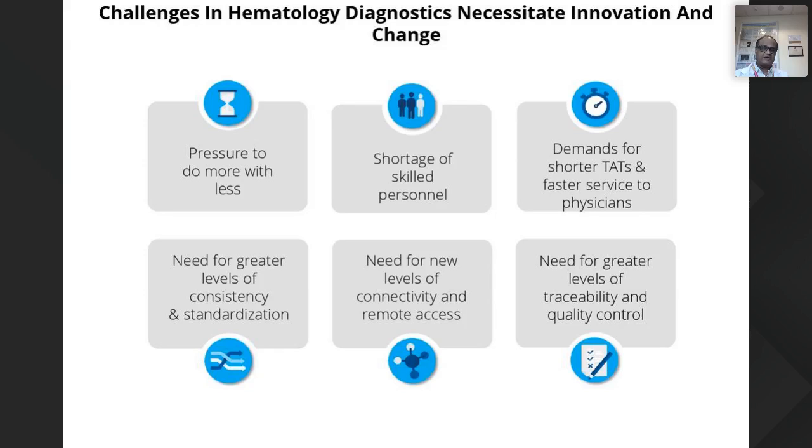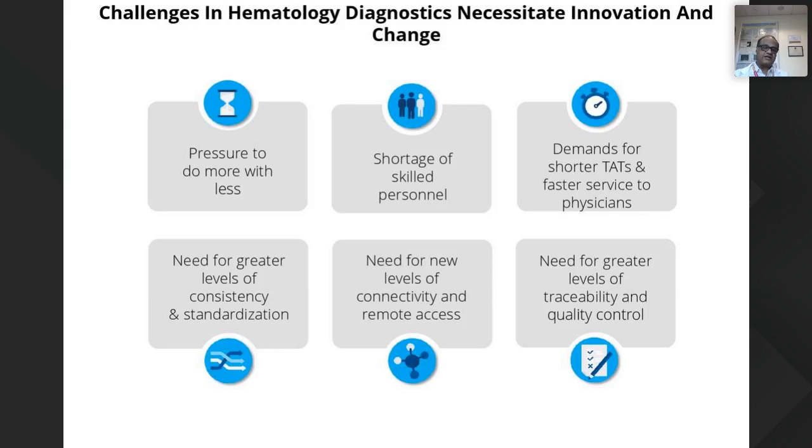Skill shortage, that is, personnel who are well trained in hematology, especially to identify the blood cells, are lacking in a lot of places. Shorter turnaround time. I told you that if you want to screen one peripheral smear, you require 6 minutes. But if you want to make it under 3 minutes, then you have to think about innovation. Greater levels of standardization and consistency, so that you bring in objectivity for your hematology morphometry.